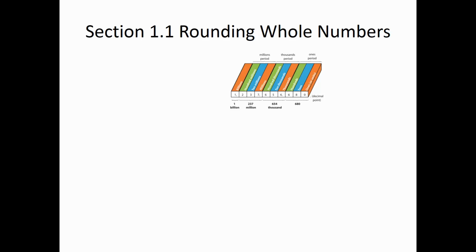Rounding is a way of taking a large number, or sometimes a smaller number, and forgetting about some of the smaller details that are unimportant. You end up with a nice round number that's easier to deal with. So let's take a look at an example.